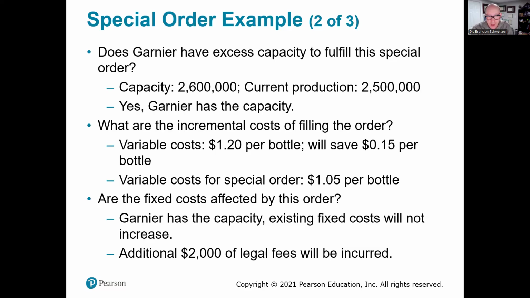The next question we ask is, are the fixed costs affected by the order? Well, when it comes to fixed costs for the warehouse, no, because it's within our existing capacity. However, there is that $2,000 in legal fees that we'll have in addition to draw up the contract. So from that perspective, yeah, we'll have an additional 2,000 in fixed costs.